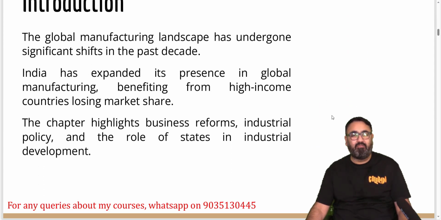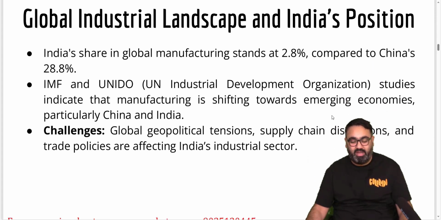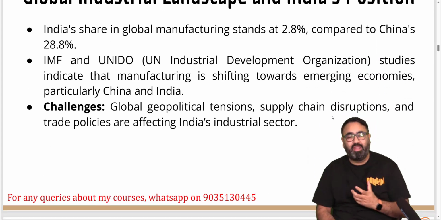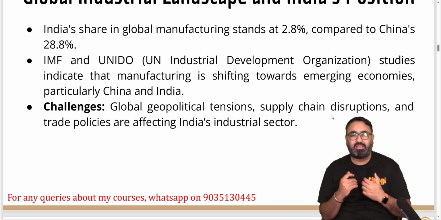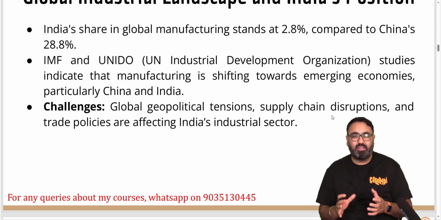So let's begin with the key themes mentioned in this chapter. It starts with the global industrial landscape and where India stands. Globally, what is India's position, where do we stand as compared to other countries, and what is our contribution to the world economy. Please remember, all the data given in this economic survey is from the side of the government, so it is the most authentic data that you can quote.